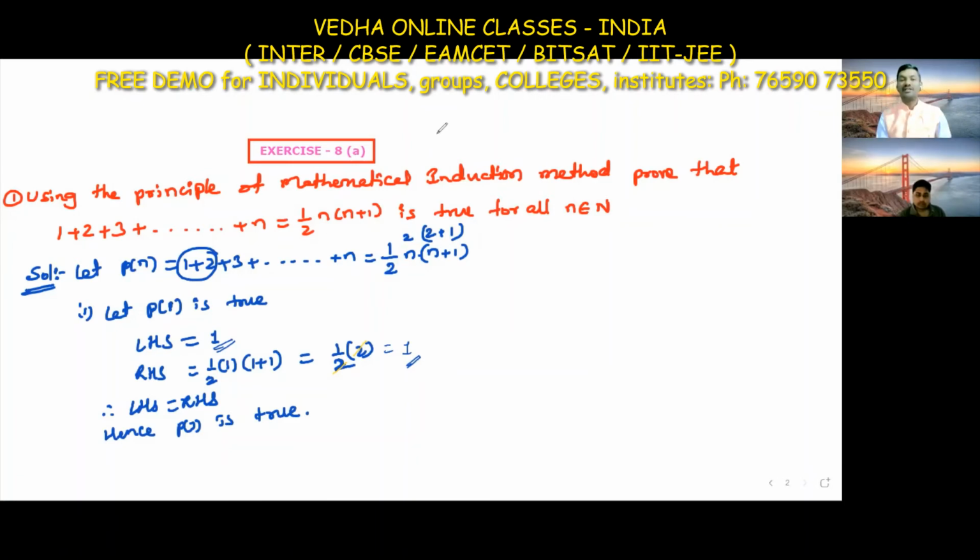So taking all these terms, it becomes difficult to prove for all the natural numbers. That's why we'll prove for n equals 1, that is P of 1. After proving that, we consider the next step.